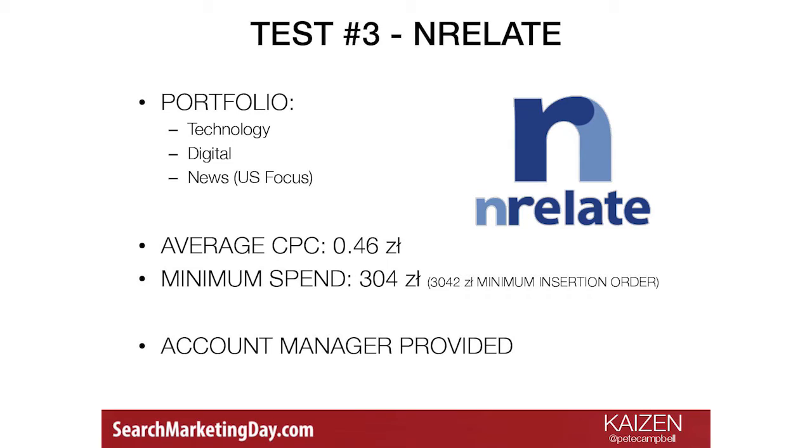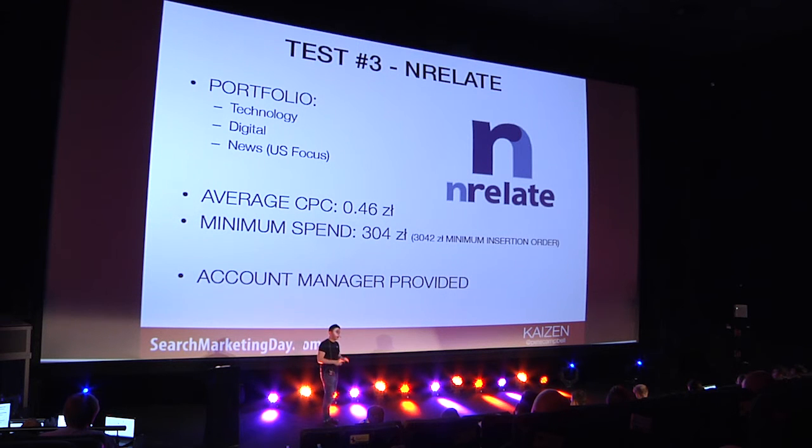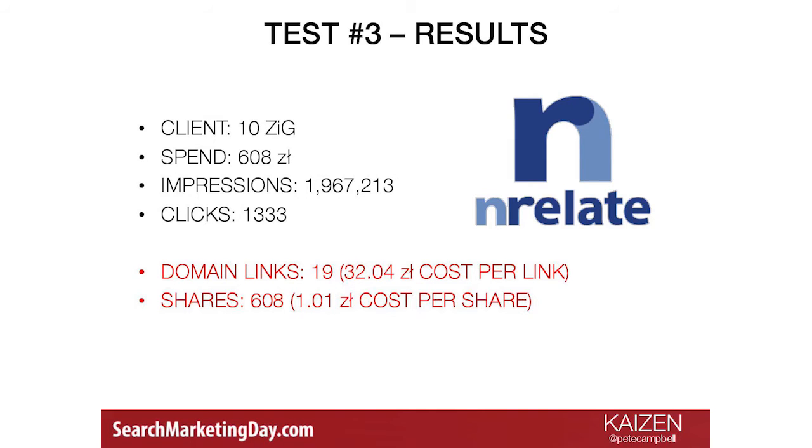So the key point here is you match up the right content advertising provider based on the portfolio of sites that they have. So NRELATE Technology has cnet.com on there, and this is a technology piece. Similar to TABOOLA, it has a minimum insertion order of 3,000 zloty, but this can be split over multiple campaigns. And we ran it, and it did even better. It got 19 domain links, a slightly higher cost per link, but who cares, and a good number of social shares.